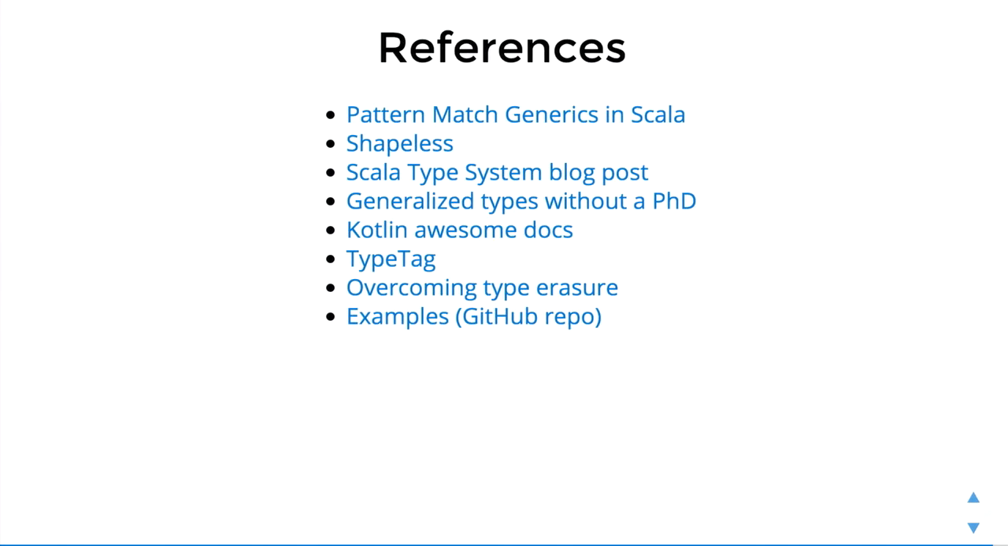So here are some of the references for you. Here is Shapeless that I mentioned, one of the strategies to work around the type erasure in Java. We added a few interesting blog posts here. This is one of my favorites, Generalized Types without a PhD. I like the way the author exposes some of the concepts like covariance, contravariance, and so on. He actually has, I think, a series of posts without a PhD.